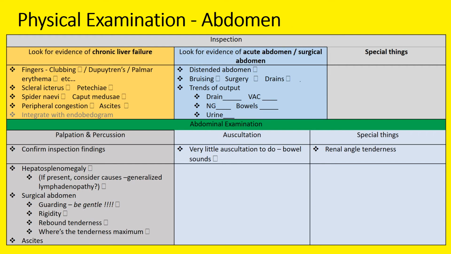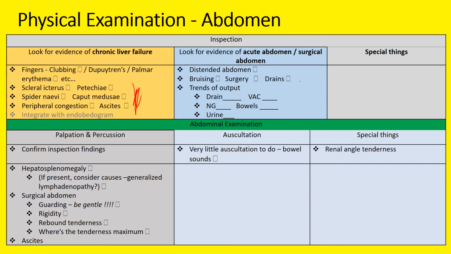Then you do a medical student examination of the abdomen. Okay, what are the various broad acute syndromes you'll be looking for in intensive care, and one of them is chronic liver failure signs, and the other is either an acute abdomen or actually a surgical abdomen. And easy, again, as I said, medical student level. What are the features of chronic liver failure? Okay, you look for finger clubbing, Dupuytren's contracture, palmar erythema, scleral icterus, etc., etc. And then integrate that with the end-of-bed gram, because you would have seen a lot of these signs on the end-of-bed gram as well. What evidence of surgical abdomen do you have?